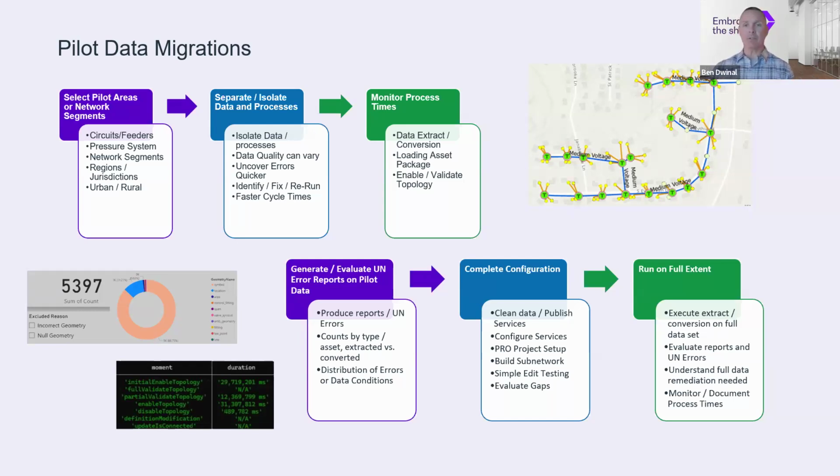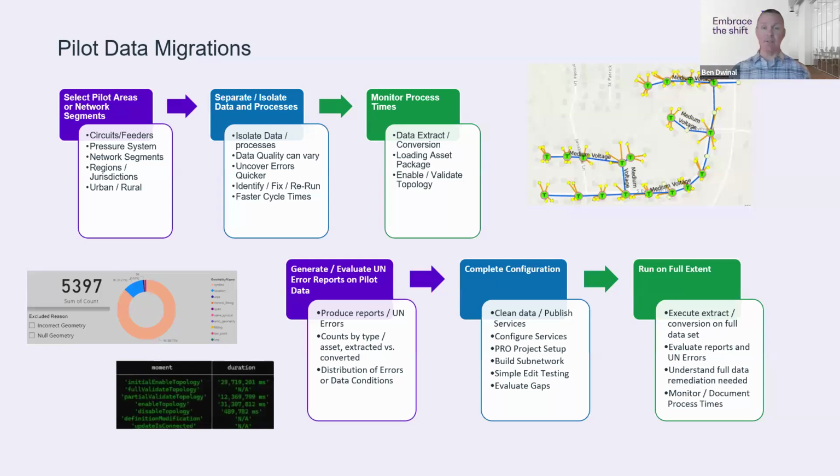So we're going to make sure we segment them. We're going to extract the data independently. We're going to load it into the asset packages separately. We're going to enable topology, validate topology, run all these processes for building UN as independent processes. That way, we don't encounter any bottlenecks in our pilot migration because of data quality issues.